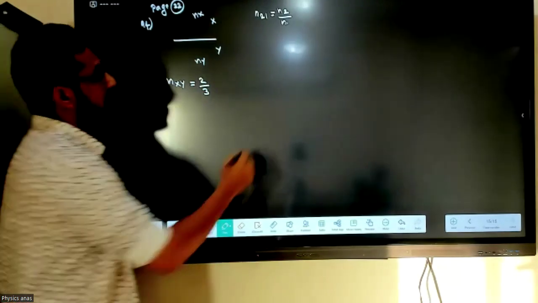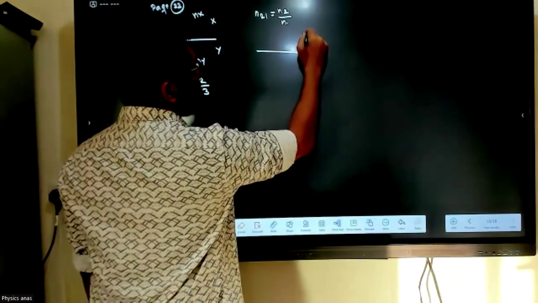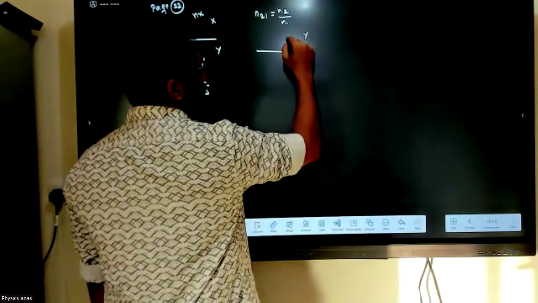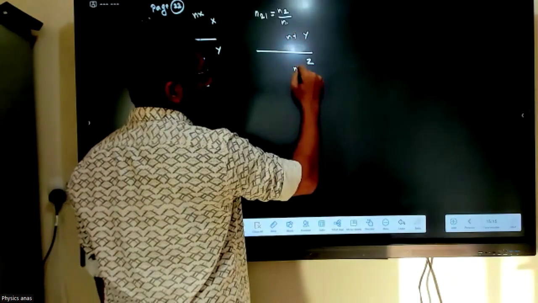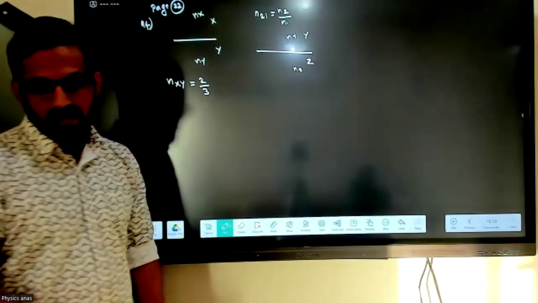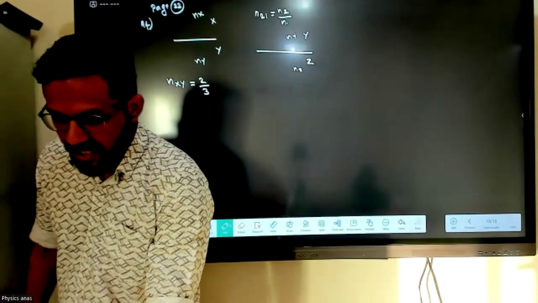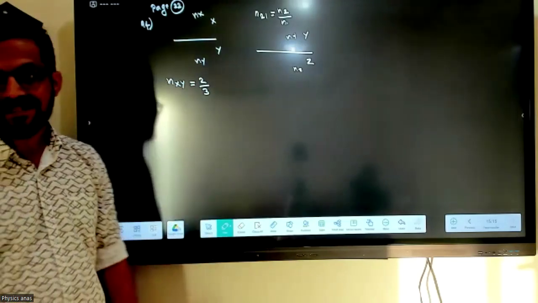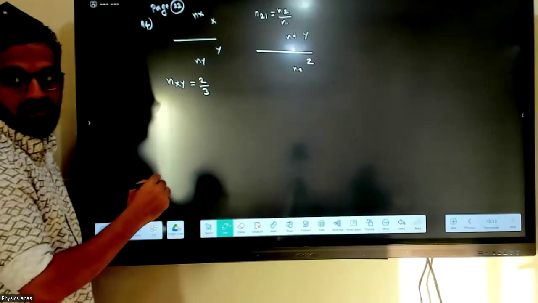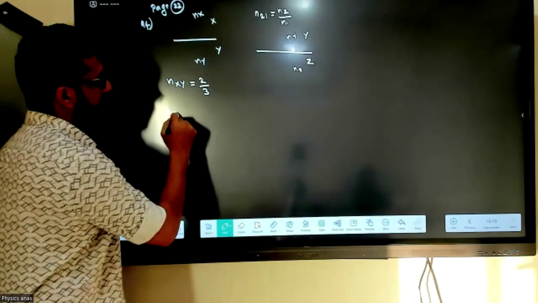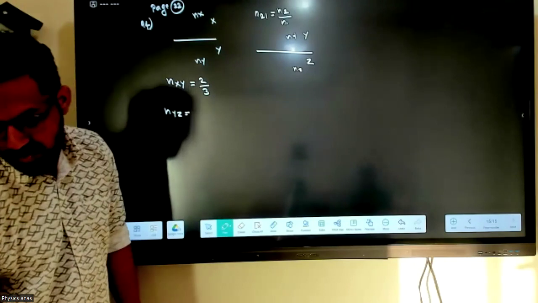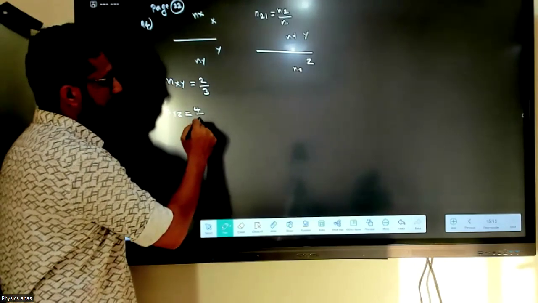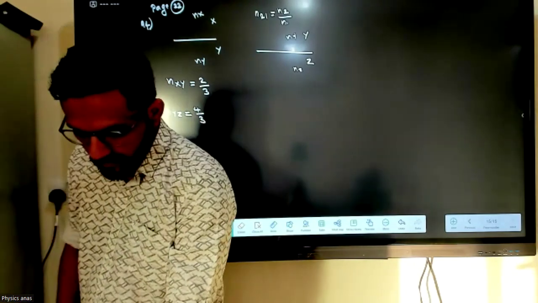Right? And there is another set of media, that's Y and Z. Refractive index of Y can be called Ny, refractive index of Z can be called Nz. Now, what is the next data? Refractive index of Y with respect to Z. What is that notation? Yes, that will be NYZ. What is NYZ in the question? 4 by 3. Okay.